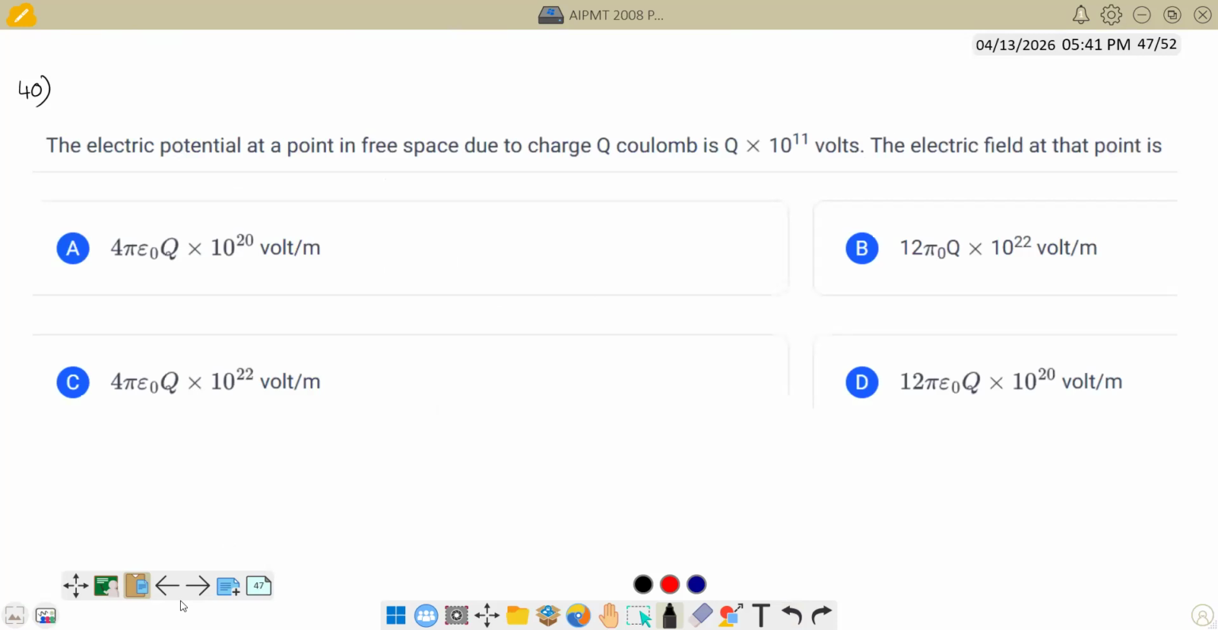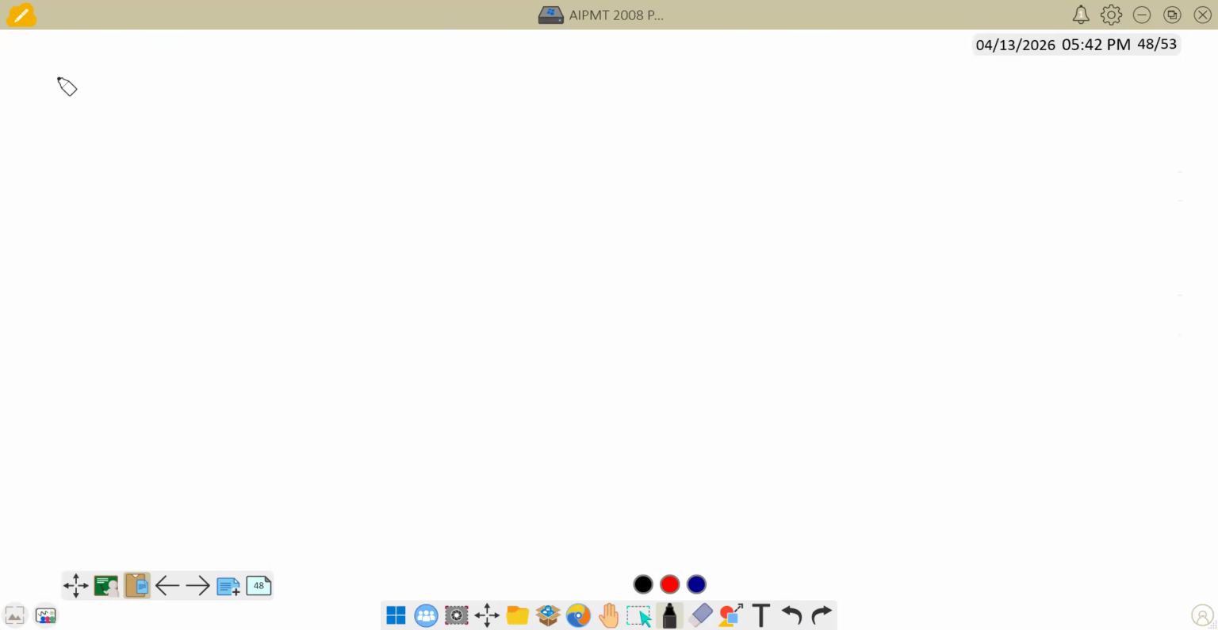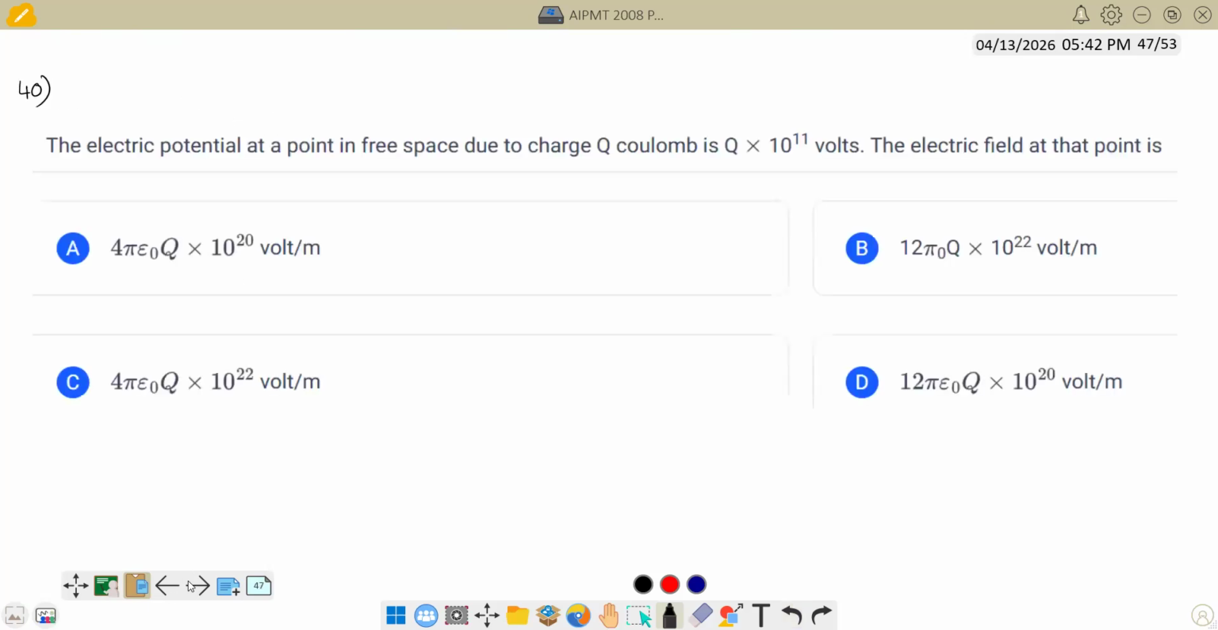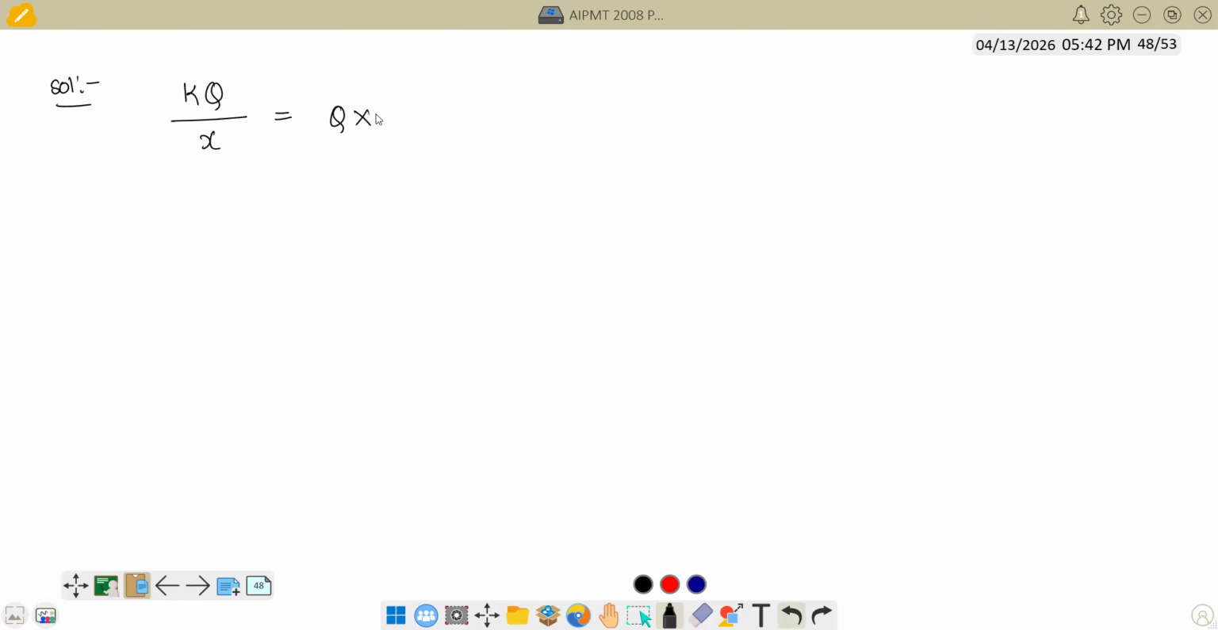We'll go for the next one. The electric potential at a point in free space due to a charge q coulomb is q into 10 power 11 volts. The electric field at that point is? Let us assume that point is at a distance x in free space. The potential is kq by x, equal to q into 10 power 11 volts. Cancelling q, I'll get the value of x as k by 10 power 11. K we know is 1 by 4 pi epsilon naught. We'll substitute that later.